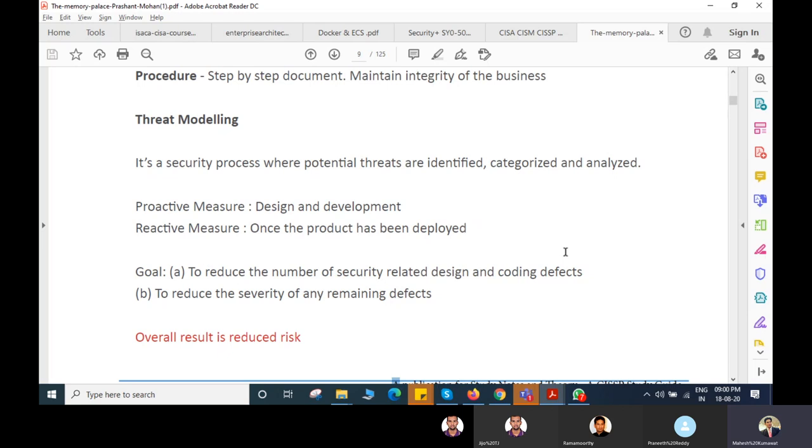And the reactive, once the product has been deployed. Let me provide some examples. You have an internet service provider like Tata or Airtel. Once the internet goes down in the company and you log a complaint to the ISP, this is your reactive approach. Suppose you deploy two internet service providers and create some load balancing on the firewall. Once one ISP goes down, another ISP comes into the picture.